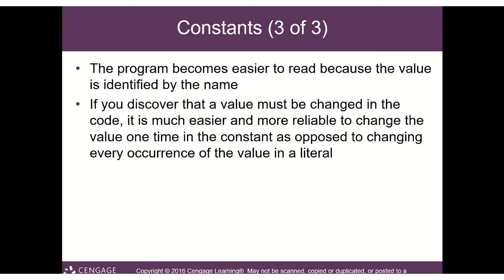The program becomes easier to read because the value is identified by the name. And if you discover that a value must be changed in the code, it is much easier and more reliable to change the value one time in the constant as opposed to changing every occurrence of the value as a literal. So that's why you use a constant. If it is not changing throughout the code, then you better use a constant.